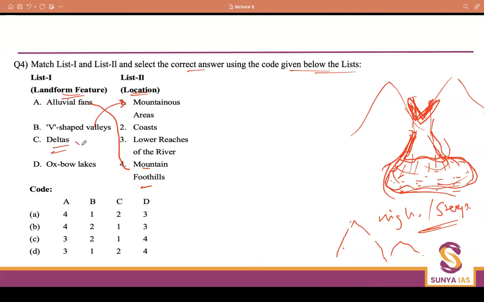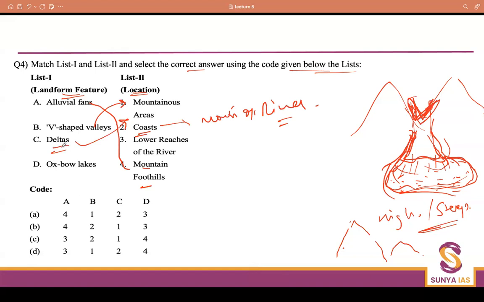Deltas would be formed where? Deltas would be formed in the coastal areas. They are formed at the mouth of the river, where the river meets generally the ocean, and these are called deltas. And how are they formed?